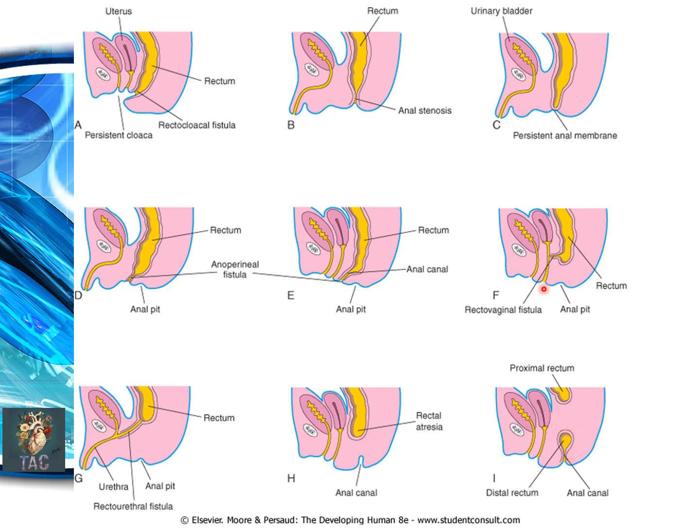So these are the different anomalies which are related to the urorectal septum and the opening of the cloaca to the outer side, leading to either rectovaginal fistula or rectocloacal fistula, or sometimes persistent cloaca, and all other types of anomalies.